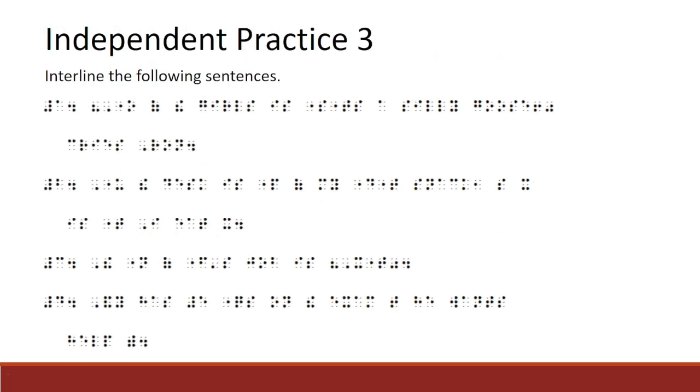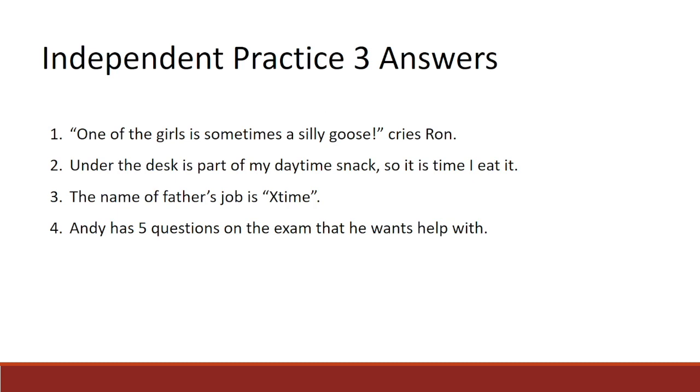Here is independent practice 3. Interline the following sentences that are written in Braille font. When you have finished, advance to the next slide for the answers in print font. Here are the answers to independent practice 3. 1, period. Open quote. One of the girls is sometimes a silly goose, exclamation mark, closed quote. Cries Ron, period. 2, period.